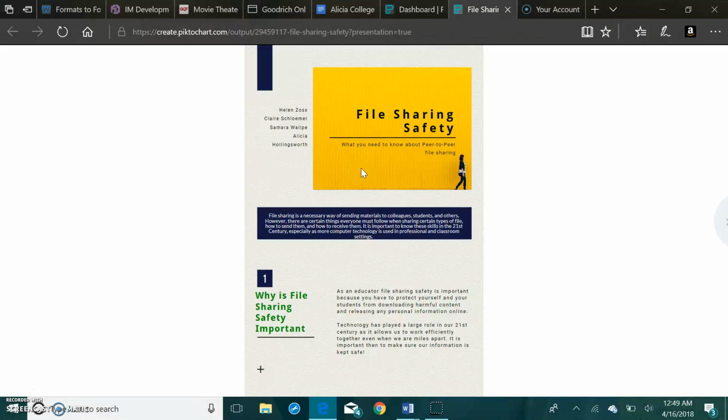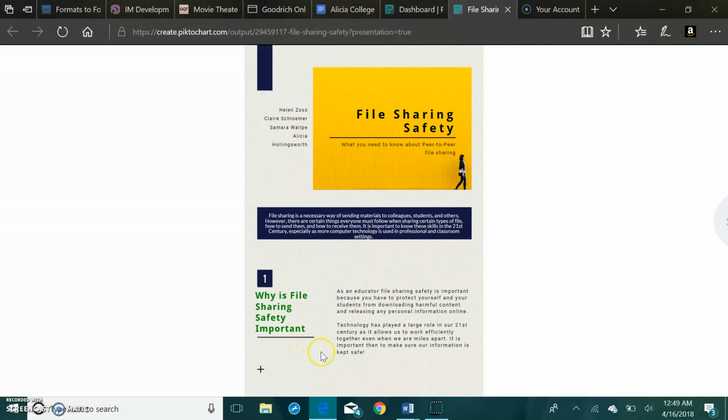File sharing safety and what you need to know about peer-to-peer file sharing. It has become necessary to send materials through technology such as the computer or a cell phone to colleagues, students, and peers. However, it is highly important people must follow certain rules and guidelines when sharing types of files, how to send them, and how to receive them.